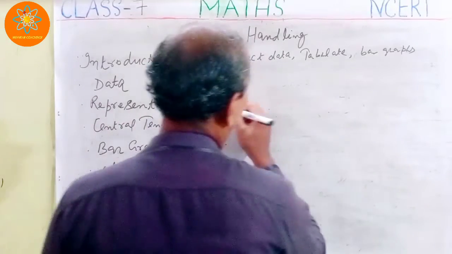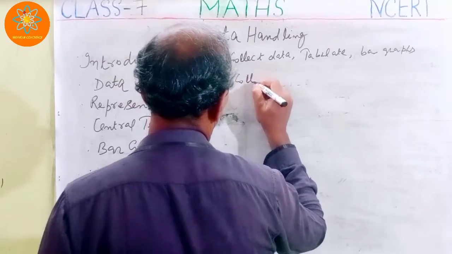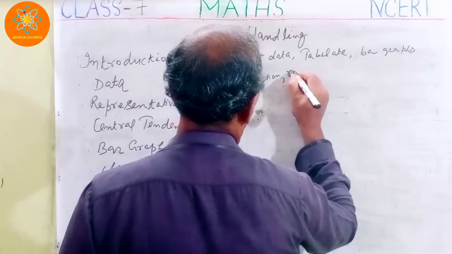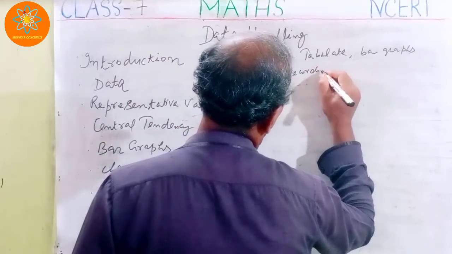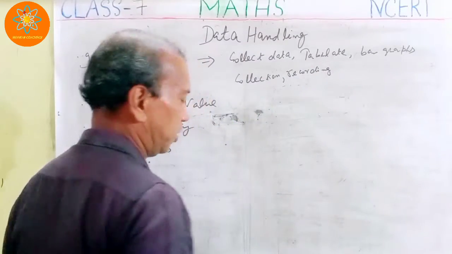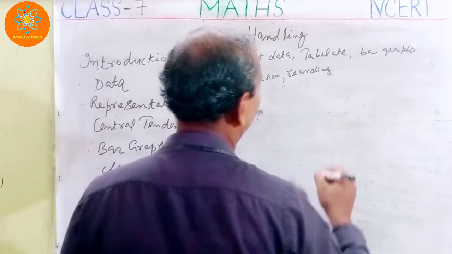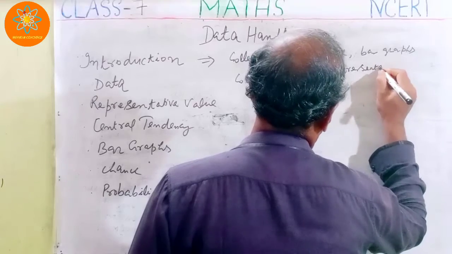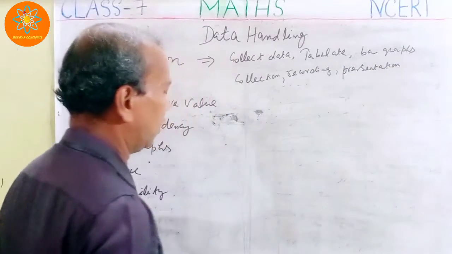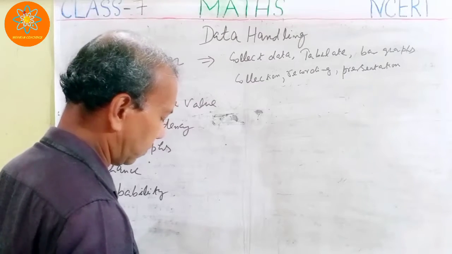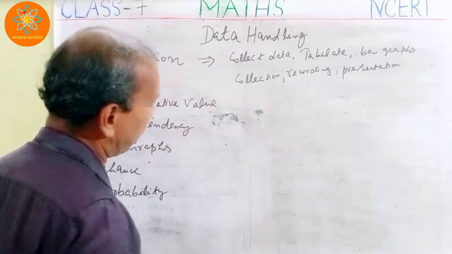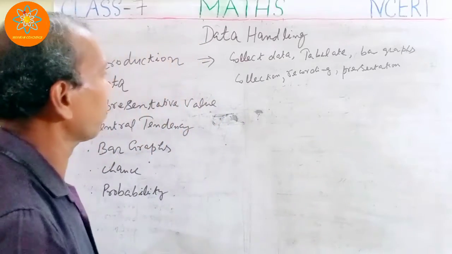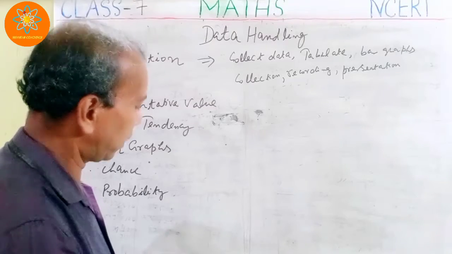So we have the collection, and then recording, and presentation. Collection, recording, and presentation. Whatever data we have gives us some sort of information.